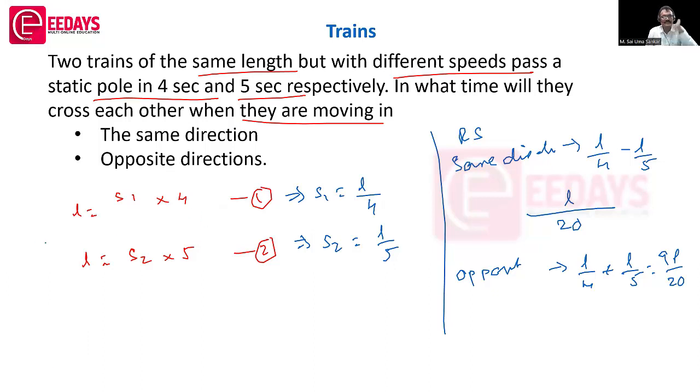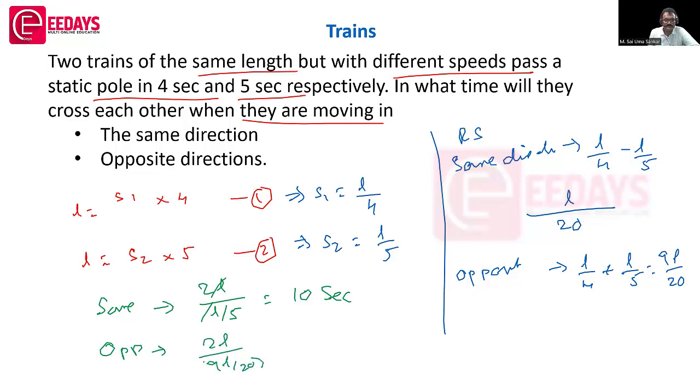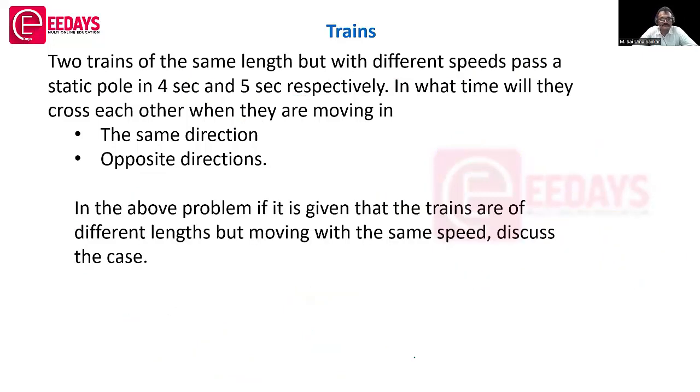First, the same direction time. Total length, that is 2L, divided by L by 20. So L gets cancelled. That is equal to 10 seconds. And for the opposite direction, 2L by 9L by 20. L gets cancelled. That is equal to 40 by 9 seconds. That is the answer. Next question.